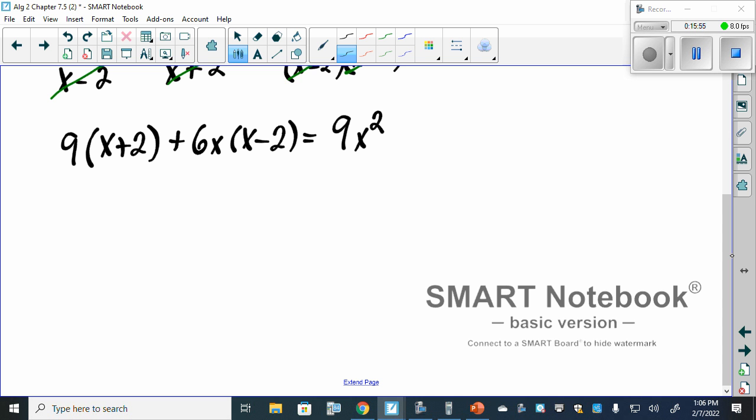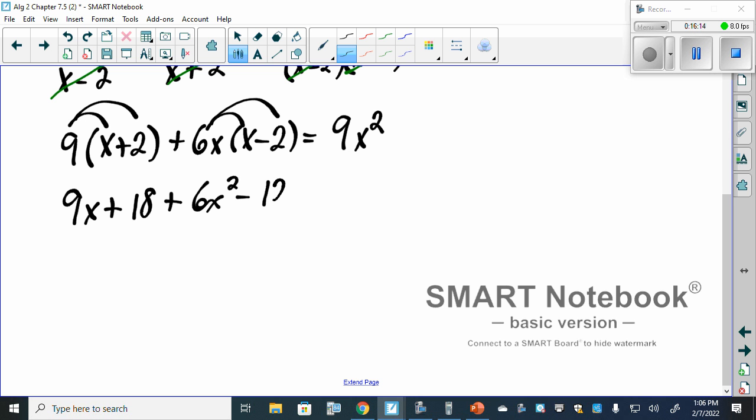Well, the next thing we can do is distribute. Here we're going to multiply through with the 9. So 9 times x is 9x plus 18. Then we'll distribute through with the 6x. Well, 6x times x is 6x squared minus 12x is equal to 9x squared.